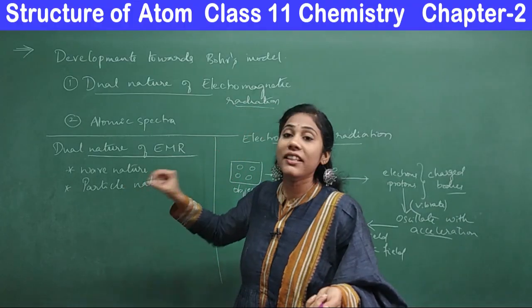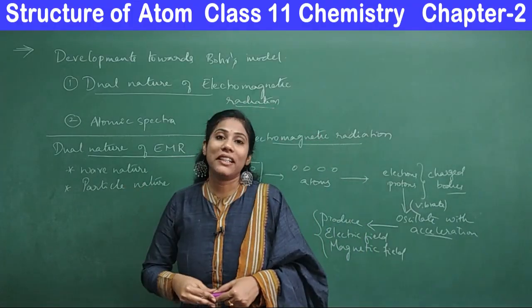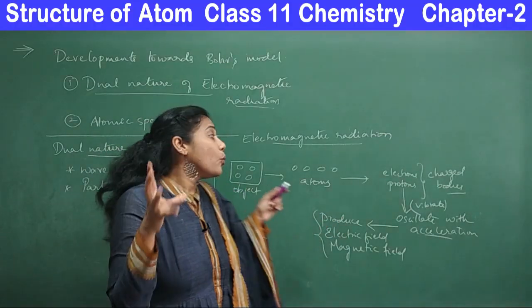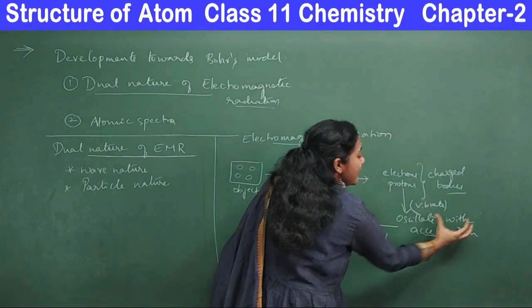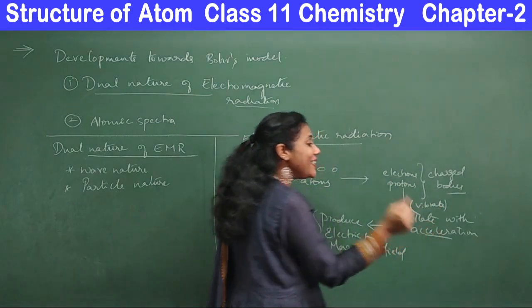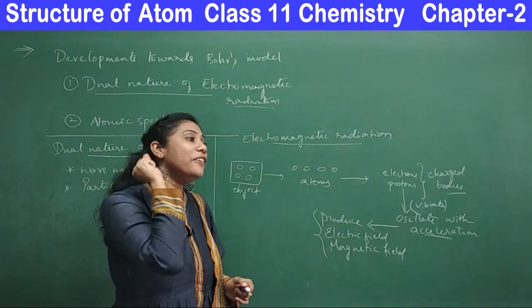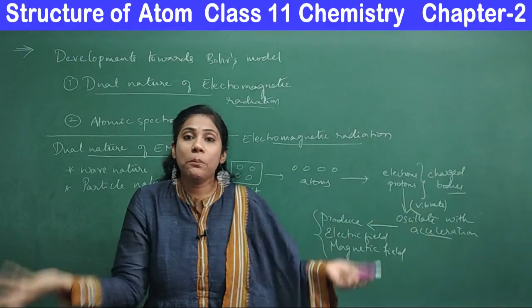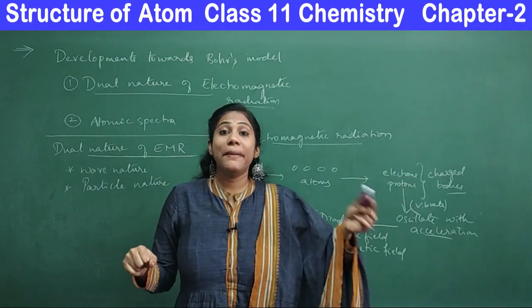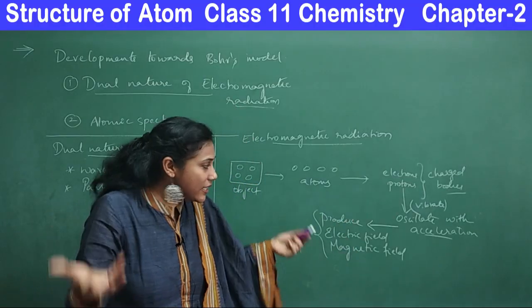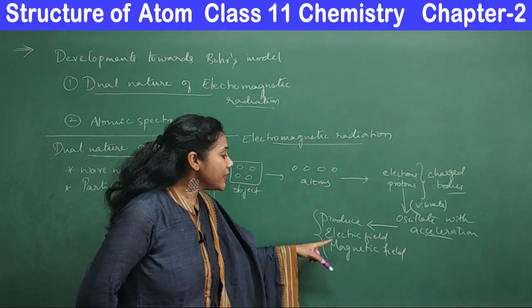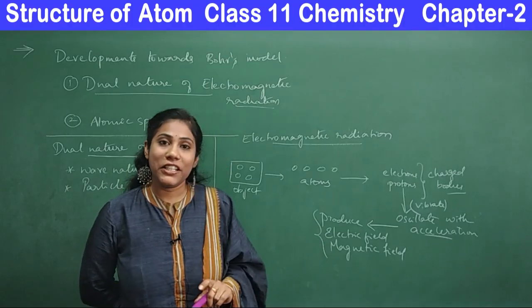And they can also travel in the form of particles, that's what we call particle nature. So this is how electric and magnetic fields are produced when a charged particle oscillates with certain acceleration, that means when a charged particle vibrates with certain speed. Clear? Every object has charged particles, electrons, protons. When they vibrate with certain speed, it emits radiation. That radiation means the combination of electric field and magnetic field. This is what we call electromagnetic radiation.